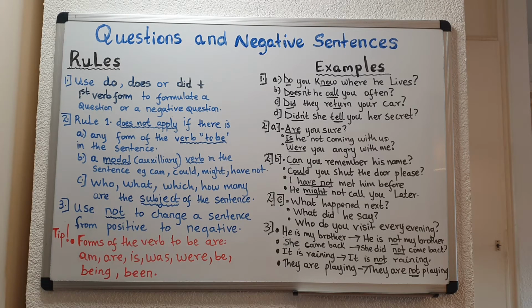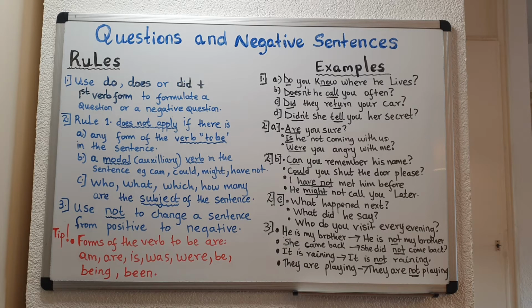In this lesson, I'm going to teach you about questions and negative sentences. Now, there are certain rules that would help you to be able to formulate questions and negative sentences. The first rule is use do, does, or did plus the first verb form to formulate a question or a negative question.